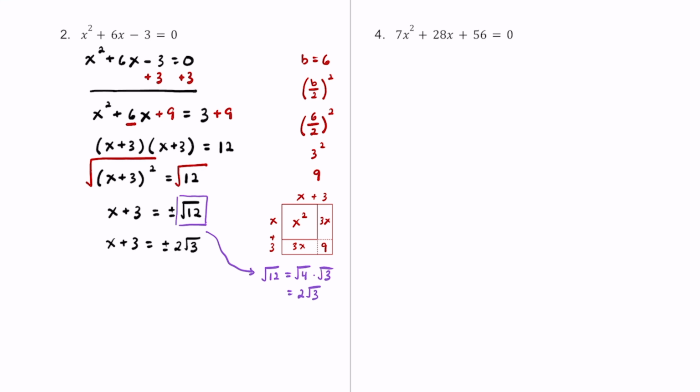Okay, next we can go ahead and just subtract 3 from both sides, so we can get x completely by itself. So if we do that and subtract 3, then we're going to get x is equal to negative 3 plus or minus 2 root 3, or 2 times the square root of 3. These would be our two solutions for this equation.